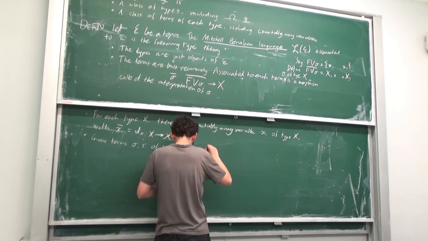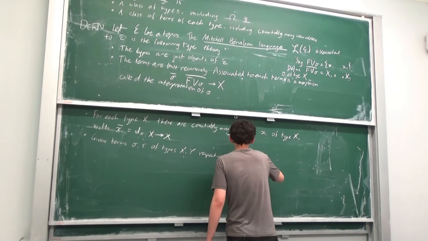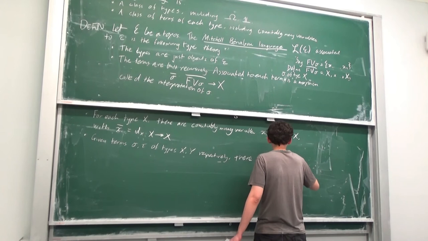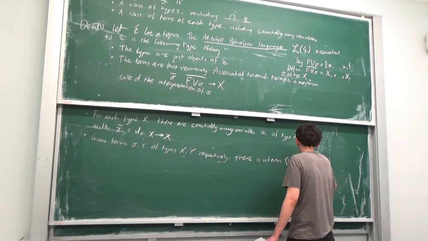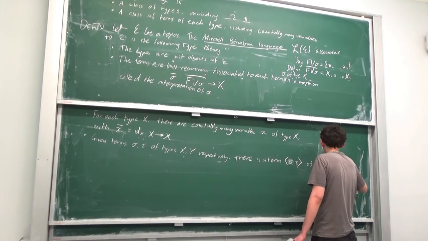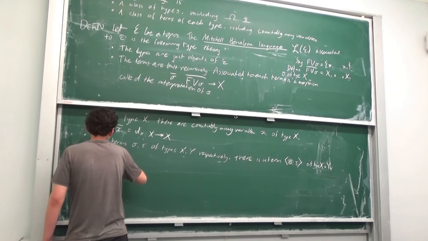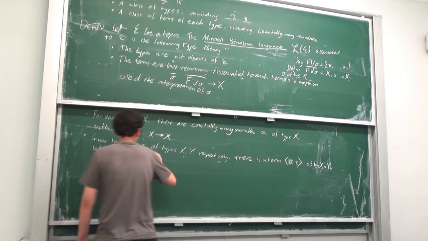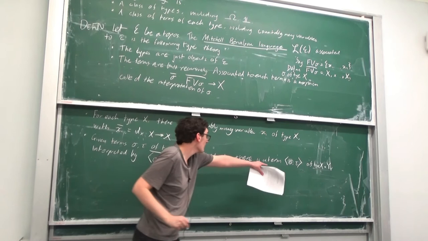Just to make sure I'm being consistent. So if a term sigma of type X and a term tau of type Y, there is a product term, sigma tau, of type X cross Y. How are we going to interpret that? So it's interpreted by the following. What is the free variable set of this term? Well, it's just the union of the free variable sets of these terms.